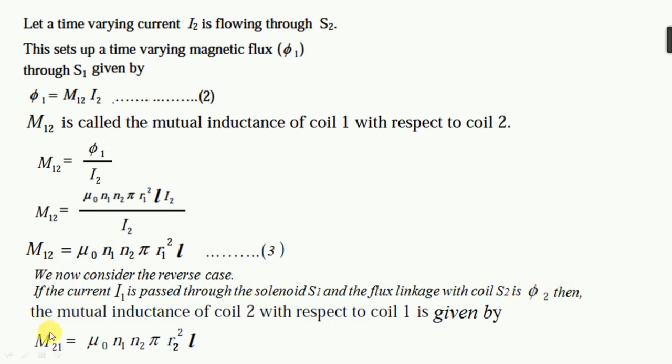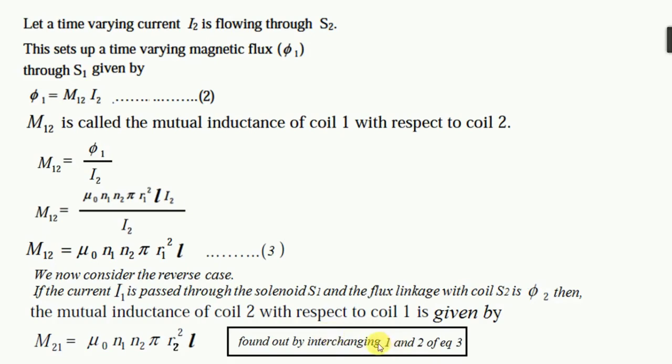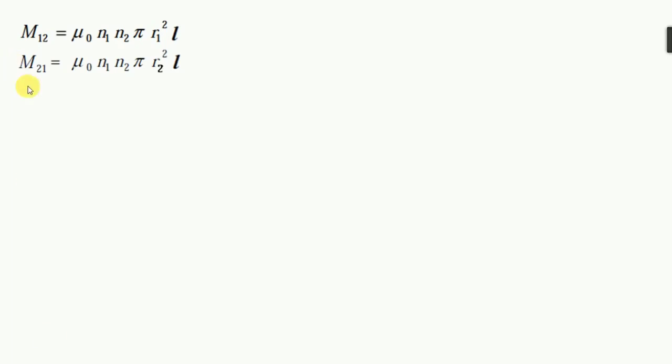At that time, the mutual inductance of coil number 2 with respect to 1 is given by this expression. So we just need to change the subscript from 1 to 2. Out here you can see M12; here I'm changing it to M21. The remaining formula remains almost the same, only we have to change for R. So now you can see M12 and M21.